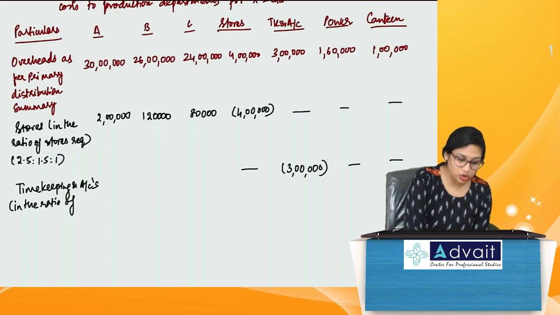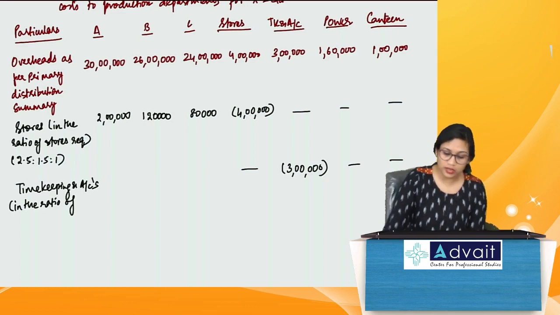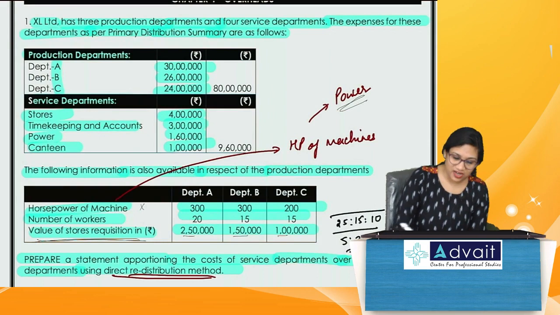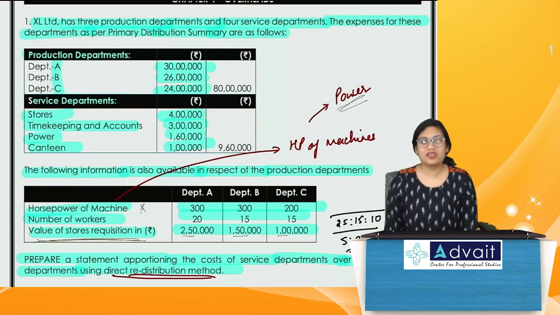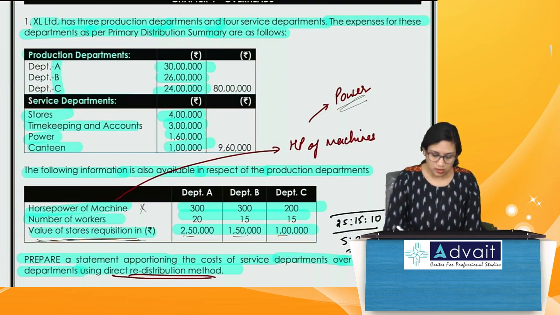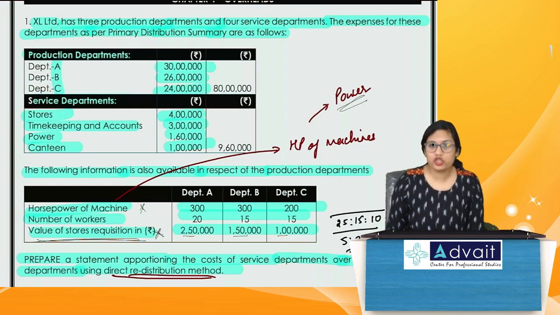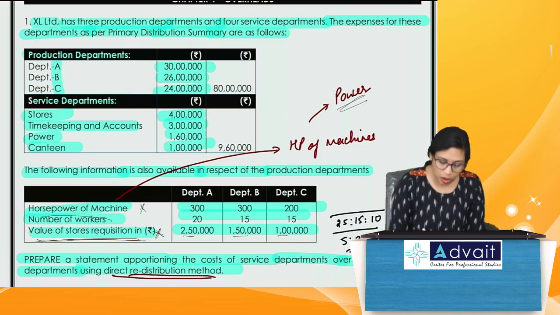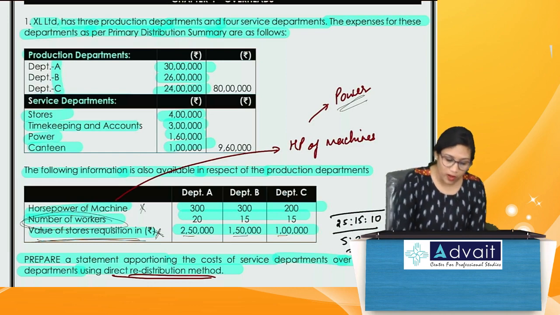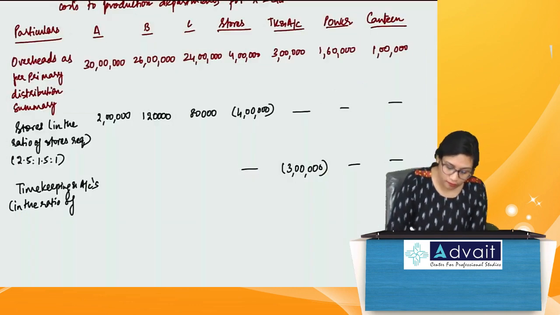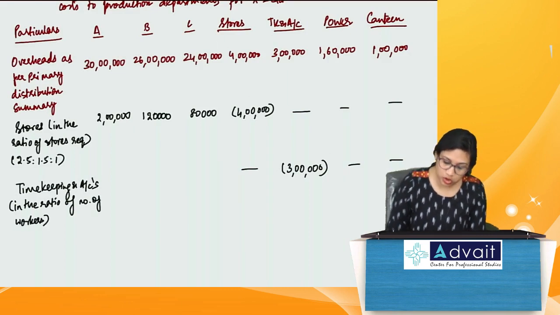Guys, in what ratio do I divide this? I cannot use HP of power. Doesn't seem right, because timekeeping and accounts has nothing to do with power. Value of stores requisition also doesn't make sense because that has to be used for stores. The only ratio that makes sense is number of workers. So in the ratio of number of workers, what is that ratio?